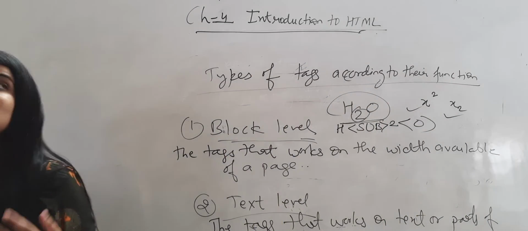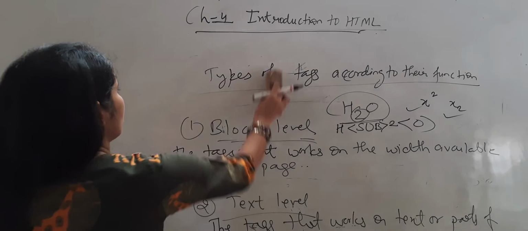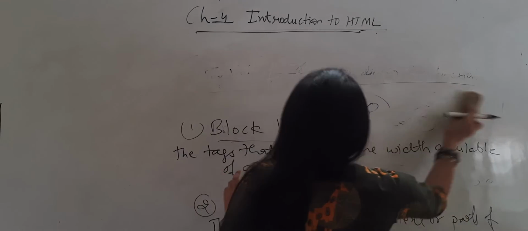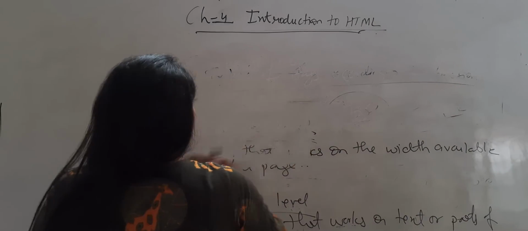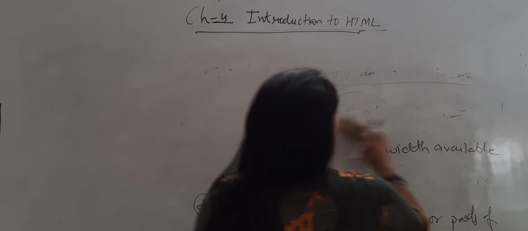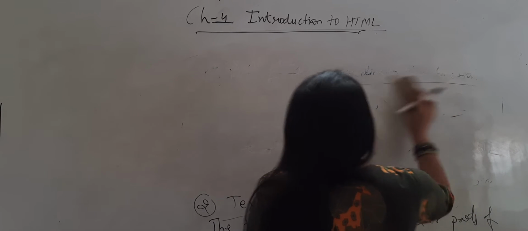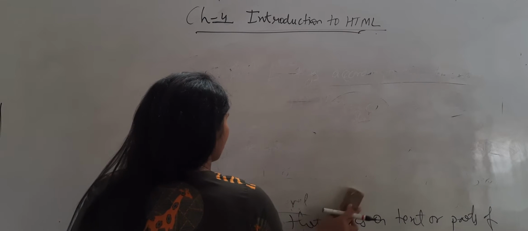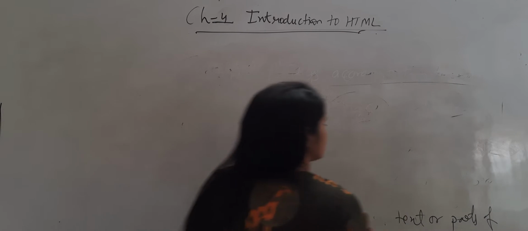So this is about the types of text according to their function. Text level tags are many, like B, I, U, meaning bold, italic, underline.